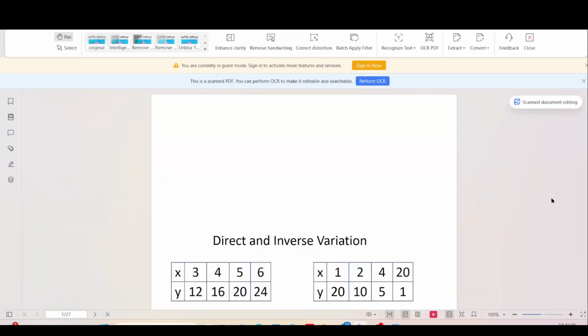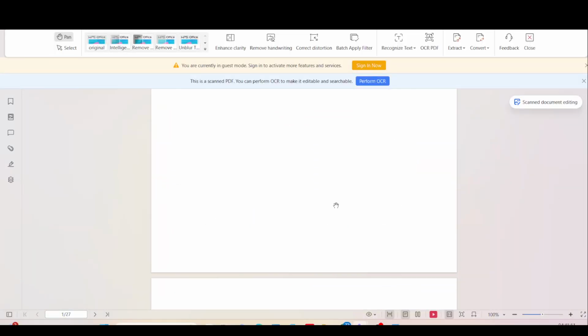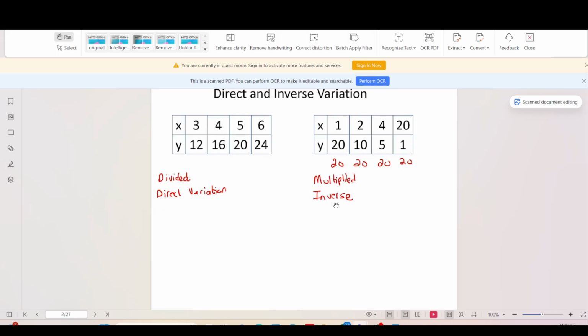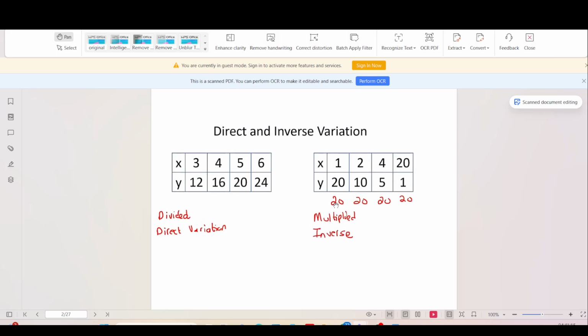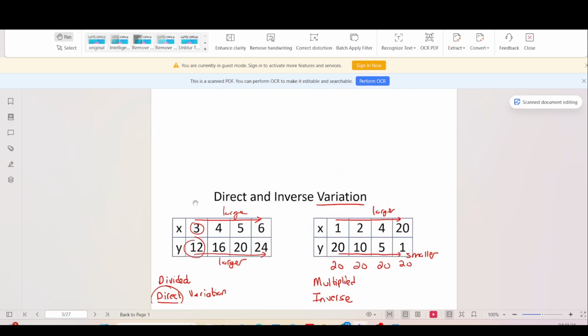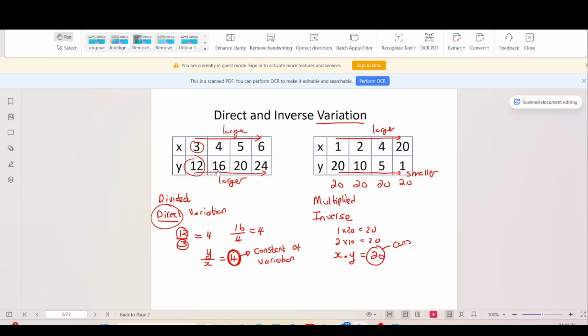So let's start with direct and inverse variation. Suppose you have these values x and y. Direct variation means if you divide them, 12 divided by 3, 16 divided by 4, in each of them you are getting 4, 4, 4. On dividing you are getting a constant value.